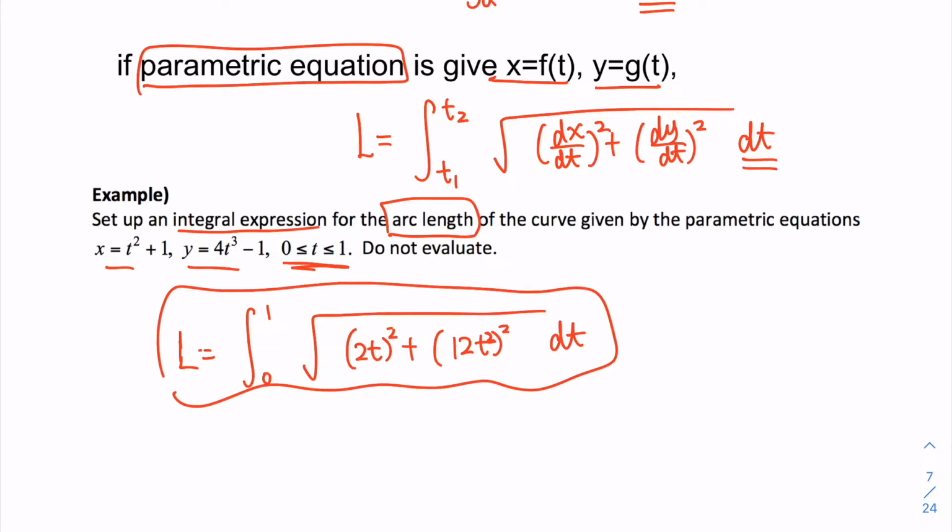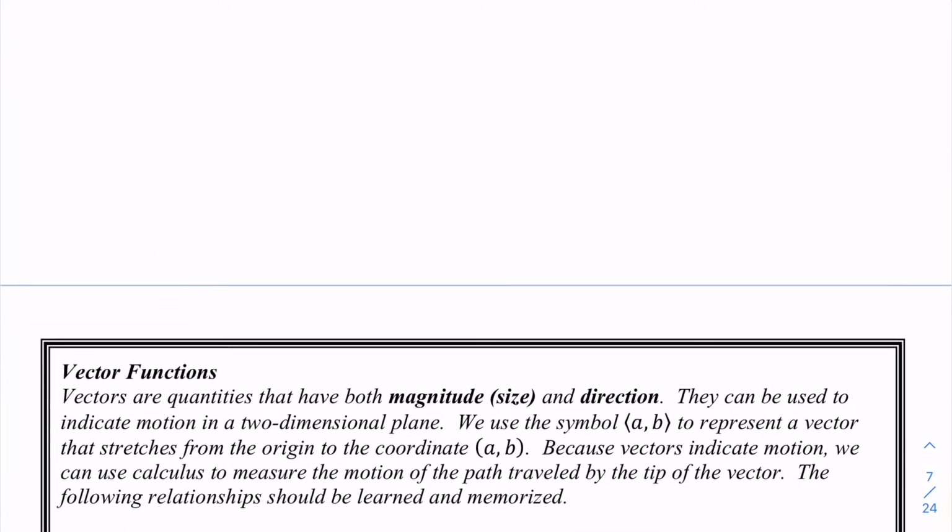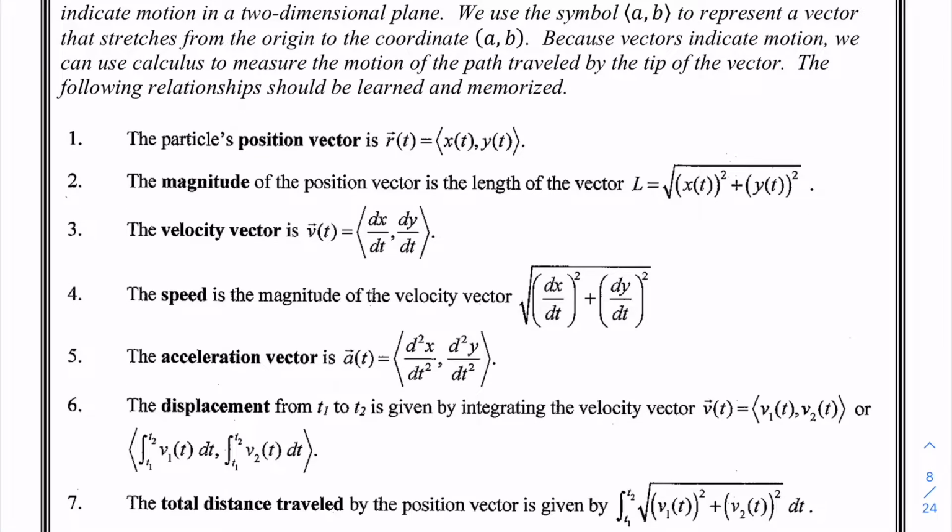In this lesson, there are some very important AP problems related to vectors on the next page. If we put x and y together, this is what we call the position vector. When we take the derivative of the position vector, dx/dt and dy/dt give us the velocity vector. The derivative of the velocity vector gives us the acceleration vector, the second derivatives of x and y with respect to t. And the magnitude of the position vector is the square root of x squared plus y squared.